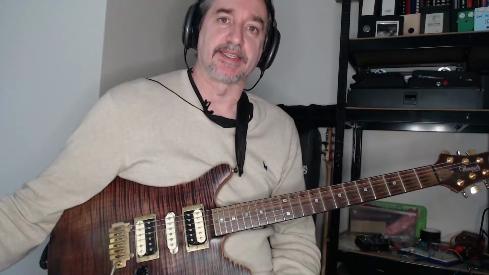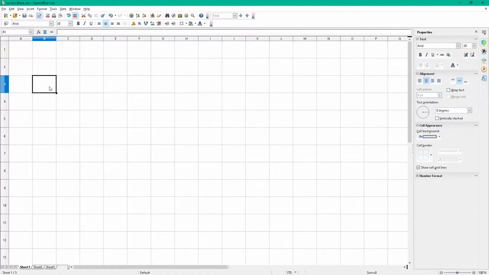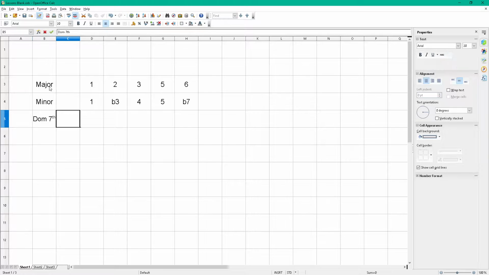Just to recap quickly, at least on paper, what we looked at in terms of intervals, we have seen that for major pentatonics we looked at a scale that had first, second, third, fifth, and sixth. While for minor pentatonic, we looked at a scale that had 1, flat 3, 4, 5, flat 7. In this case, for dominant 7, let's write it this way, we're going to be looking at something that has intervals as 1, 2, 3, 5, and flat 7.